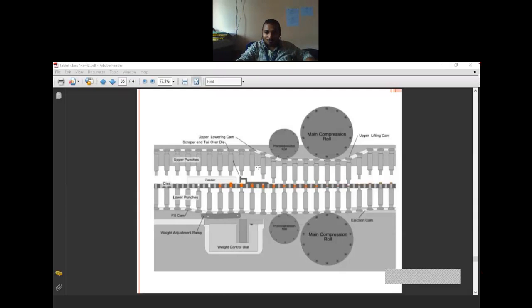The punch will move downward. Have you seen the downward punch? Yes, sir. Upper punches are in a uniform line, but at the place of the roller, they go downward. Why? When we are rolling, it goes downward because of the force from the roll.